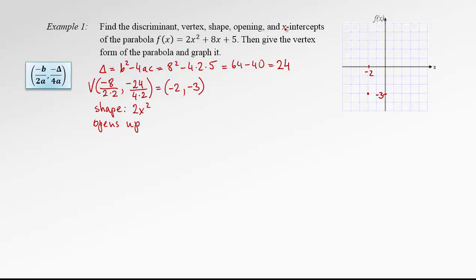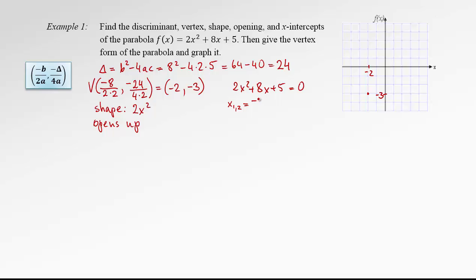Now we need to find x-intercepts. Those are the points with y-coordinate being 0. Therefore, we really need to solve the equation 2x squared plus 8x plus 5 equals 0. Since this quadratic trinomial doesn't seem to be factorable, let's use the quadratic formula to find our x-intercepts, the first and the second.